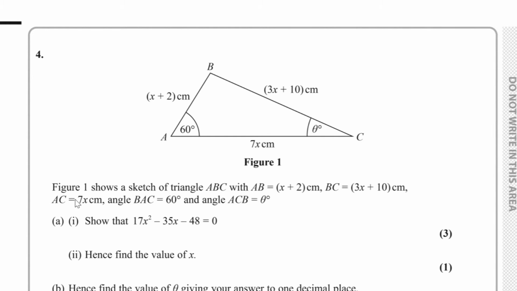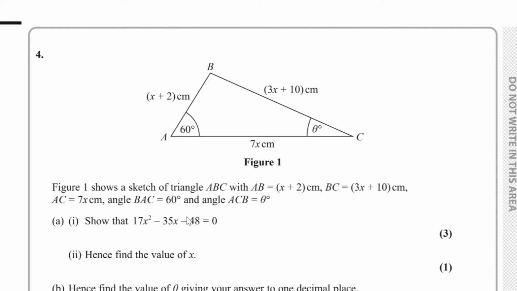Question number 4. Figure 1 shows a sketch of triangle ABC with AB equaling x plus 2 centimeters, BC equaling 3x plus 10 centimeters, and AC equaling 7x centimeters, and the angle BAC equaling 60 degrees, and the angle ACB equaling theta degrees. For the first part of part A, we have to show that 17x squared subtract 35x subtract 48 is equal to 0.